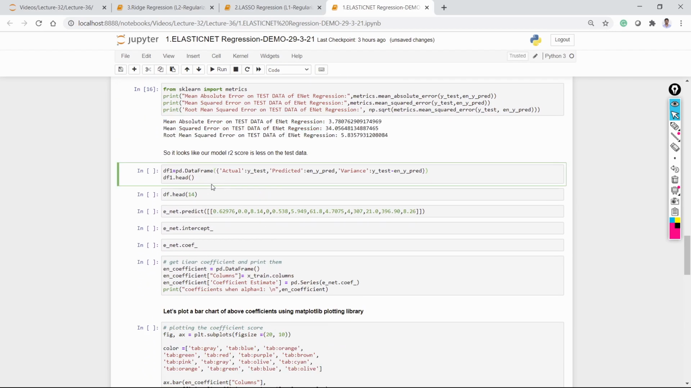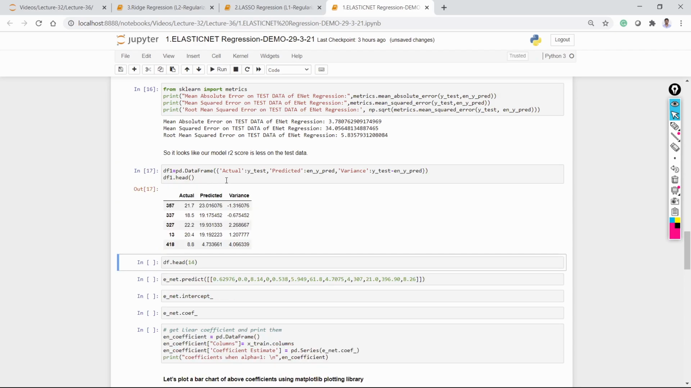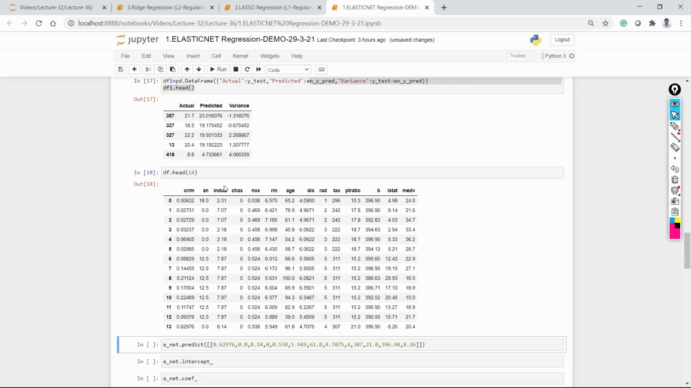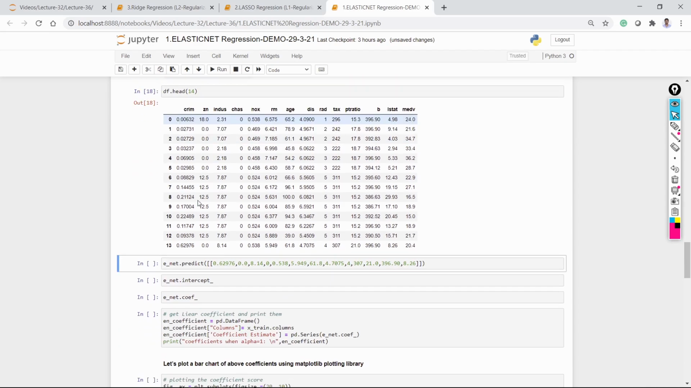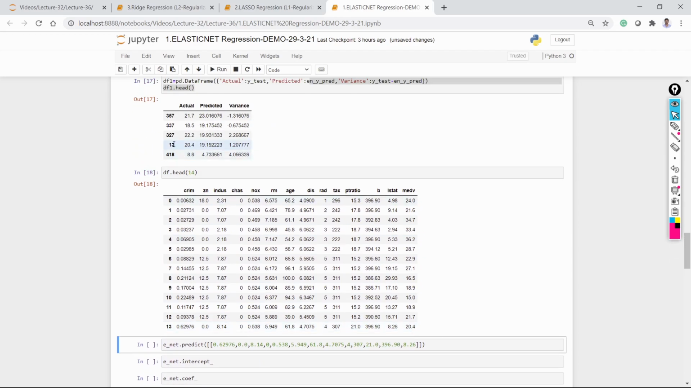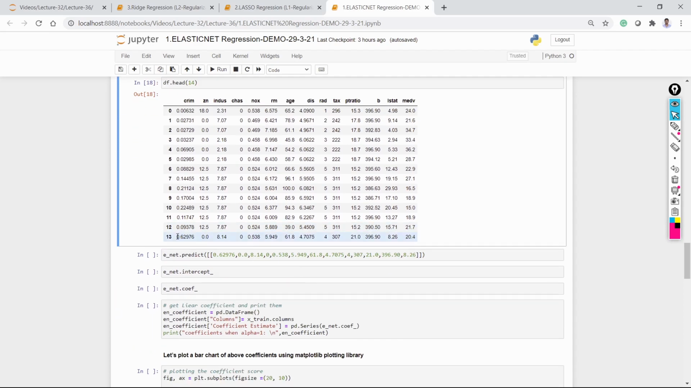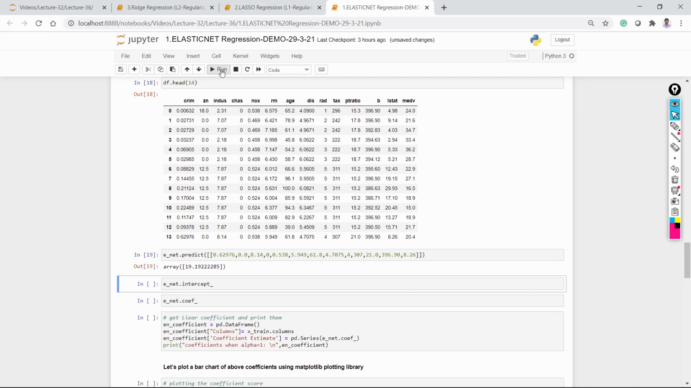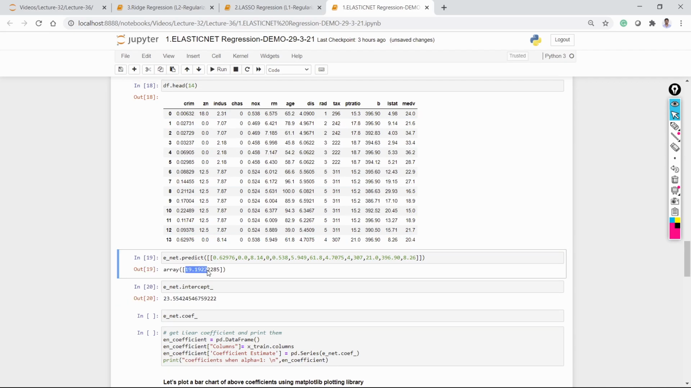Here I am making the data frame. Here the y_test values belong to the actual values, and the predicted values belong to the predicted values, and the difference is nothing but the variance. If I take the first 15 rows of the data, here my 13th index has the actual value 20.4. These input values from here to here we are passing to my model. This model will predict 19.19.